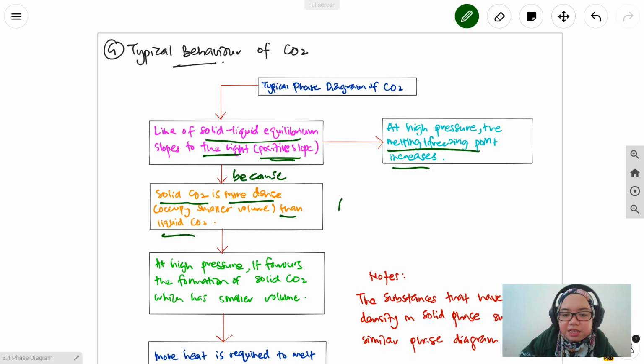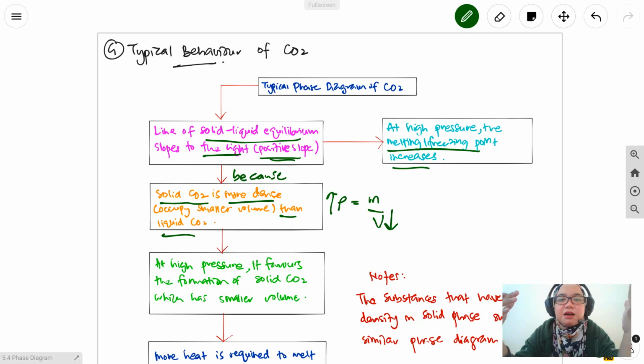So, bila dia more dense, kita tahu density is equal mass over volume. So, bila dia lagi denser, dia ada small volume. Okay. So, dia akan favor formation of solid. Okay, senang cerita, sama ada dia incline to the left ataupun to the right, awak kena tengok dia punya density. Kalau density dia lagi rendah, maksudnya volume lagi besar. So, kalau volume lagi besar, dia tak favor ke arah solid. Dia lagi favor ke arah liquid.